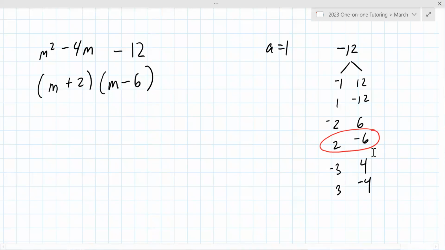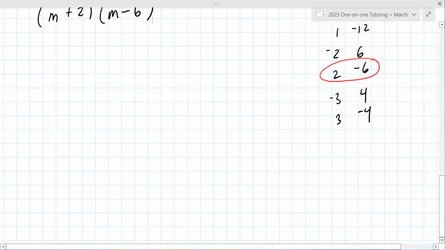Okay, all right. Whenever you're ready, go ahead and give me that next one you want us to work on. 4x squared minus 11x minus 3. Like this? Yes. Okay, very good.